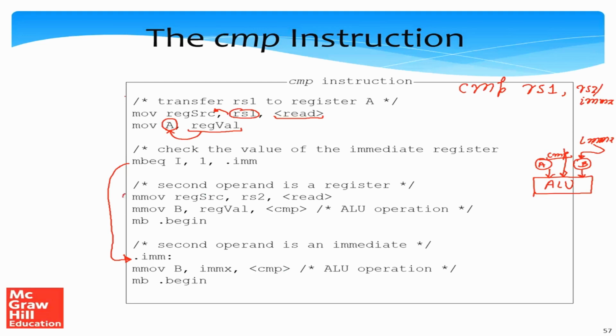However, if the second source is a register, no problem. Let's read RS2, and to read it, we save RS2 in reg source and also issue the read command. In one cycle, the result is in regval, which is sent to B. B again can either get its value from the immediate, from IMX, or from the register file, doesn't matter. And we simultaneously issue the compare command to the ALU.